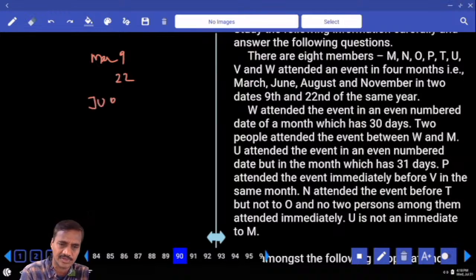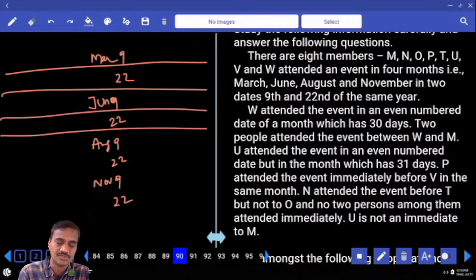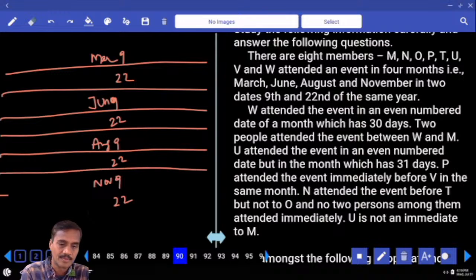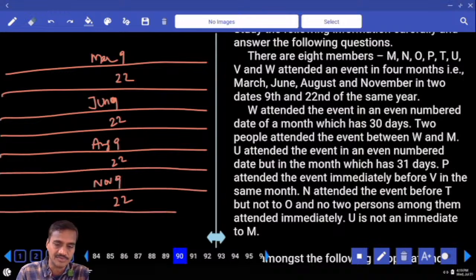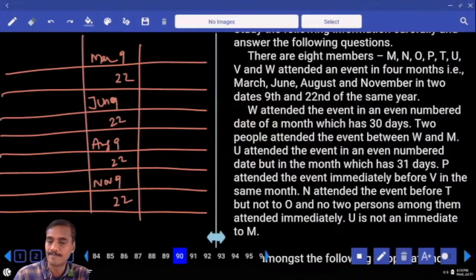Now June 9th and June 22nd, and August 9th and August 22nd, and November 9th and November 22nd. Then March, June, August, and November. Then out of this, what is the first information we have?